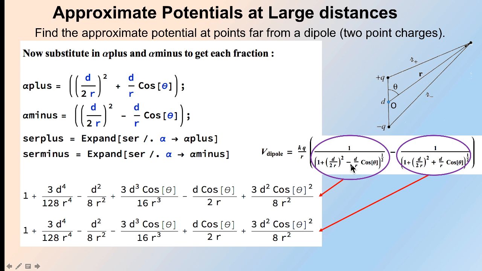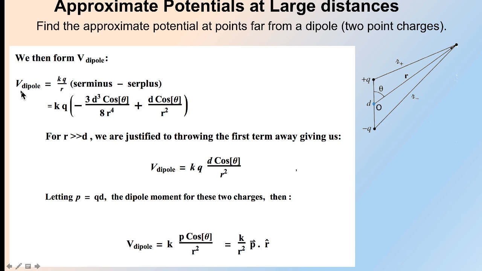Now this is 1 over something. These are not 1 over, but realize this quantity right here represents everything that's in the circle. And likewise for here, everything in the circle. So now we form the approximate dipole potential by just taking the difference between those two quantities and multiplying by kq over r. So just brute force, here's the difference right here, and here's our kq, and I put this r inside. So we have these two terms right here. For r much larger than d, we're justified in just dropping this term because it's going to be quite a bit smaller than this term.